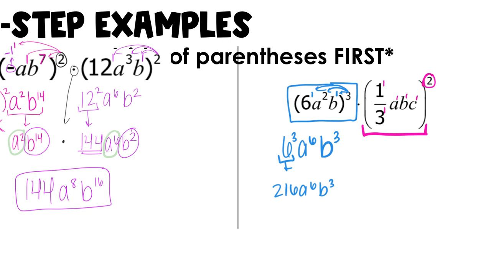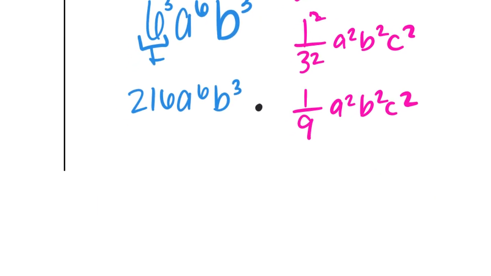So now that we have a 2 on the outside, they're all going to turn into 2's. So this would be 1 squared over 3 squared, a squared, b squared, c squared. And then we're going to simplify that fraction, right? 1 squared is 1, 3 squared is 9. So this simplifies into 1/9, a squared, b squared, c squared. And then finally, we're going to clean this up and write our final answer.